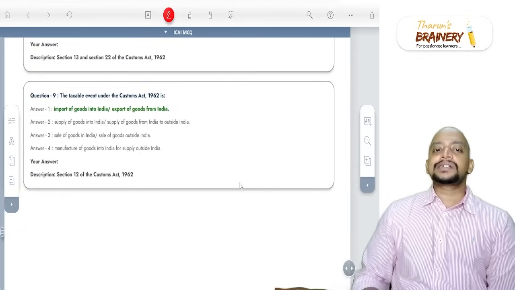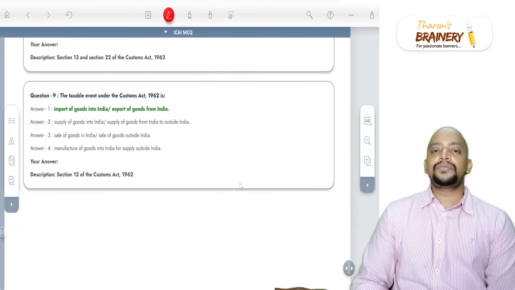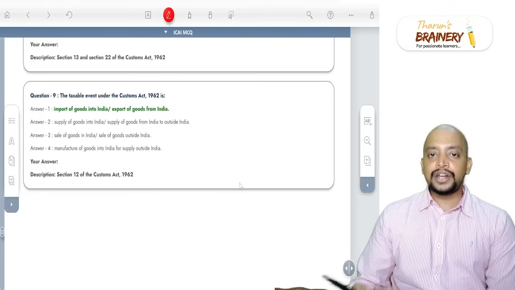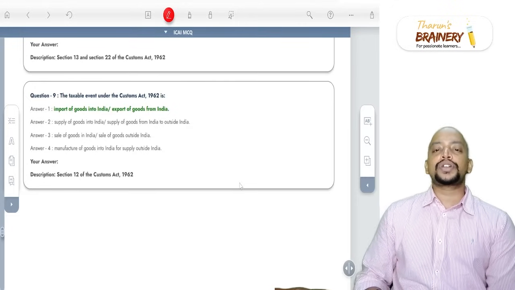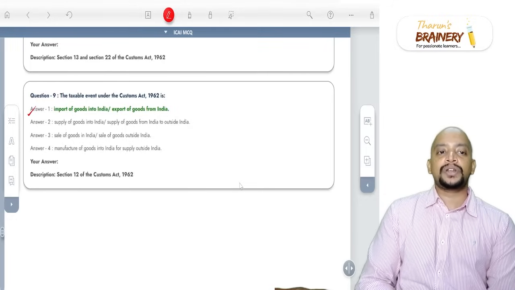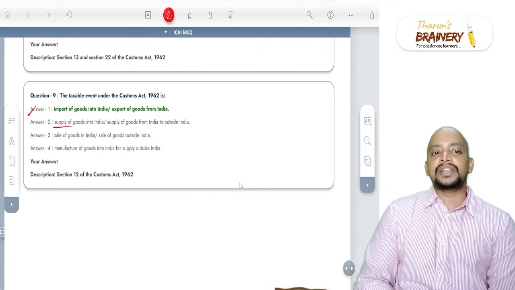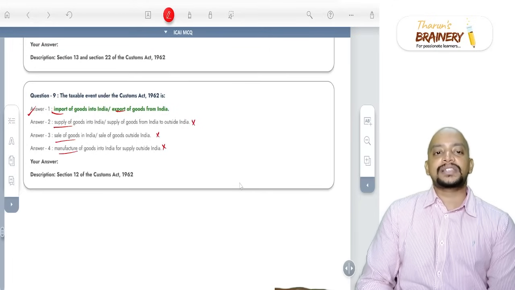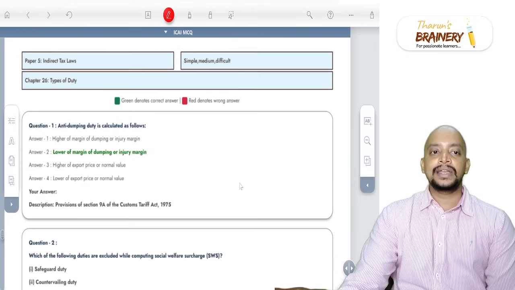The taxable event under the Customs Act has 4 conditions. There must be goods. The goods should be dutiable and it should be imported or exported into India or from India, option 1. Supply of goods, sale, manufacture: there is no taxable event under customs. Import or export is the taxable event under customs.